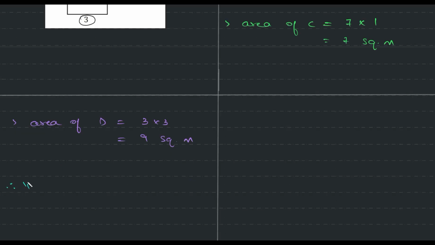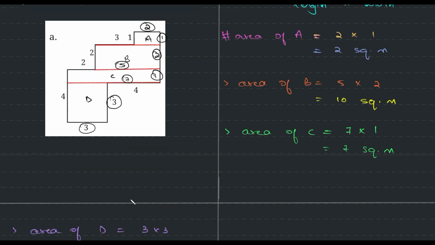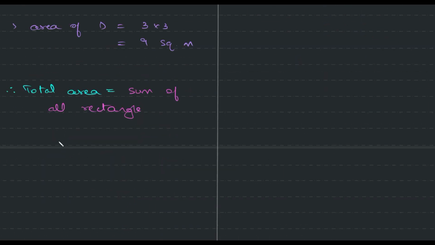Finally, total area is equal to the sum of all rectangles. I'll just write that. It's convenient. So that will be how much? 2 plus 10 plus 7 plus 9.